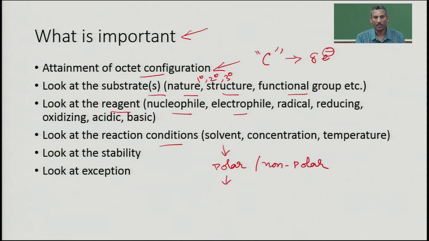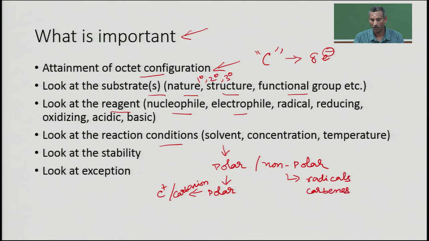The polar solvent facilitates formation of polar intermediates and the non-polar solvent facilitates formation of non-polar intermediates. An example of a polar intermediate can be a carbocation or a carbanion. And for the non-polar intermediates, we can think of radicals or even carbenes. So, these are all the different intermediates which are influenced by the solvent that is present.